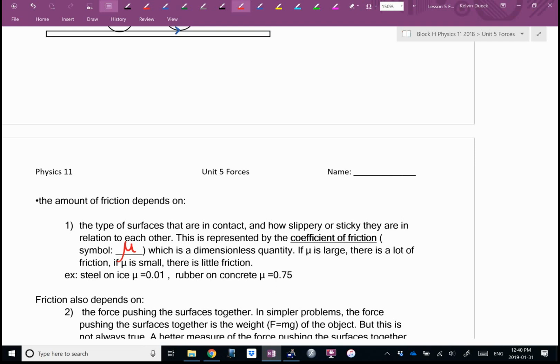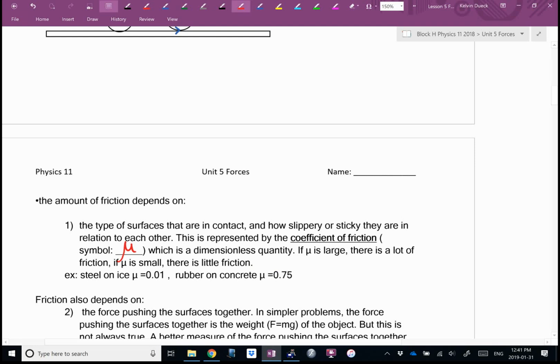So mu, the coefficient of friction, has no units. It's not a force. It's just a number that we attach to describe how sticky something is compared to something else. Typically, it's a decimal between 0 and 1. So steel on ice is about 0.01. Teflon is near 0. Glue would be over 1, and there are situations where you can have a coefficient of friction bigger than 1. But for example, rubber on concrete is about 0.75. That's why we make our tires out of rubber.